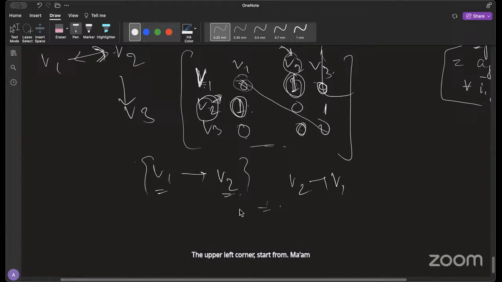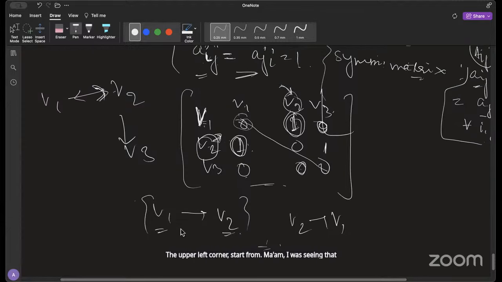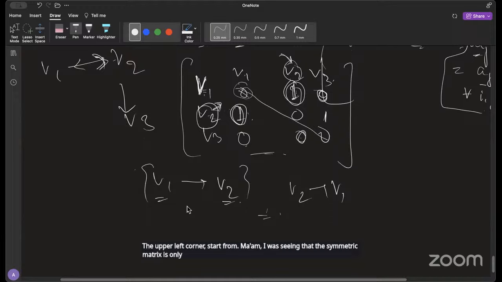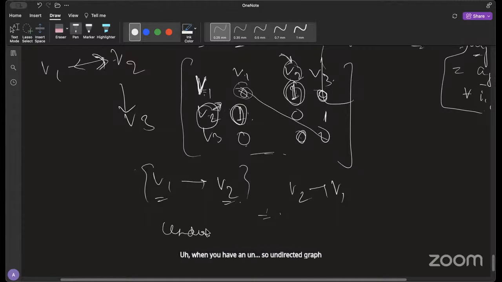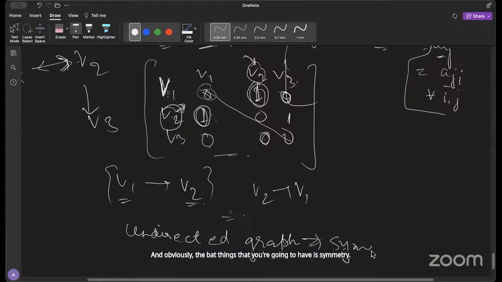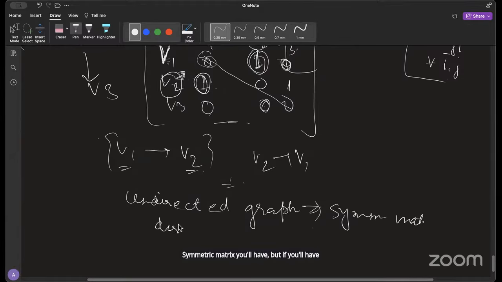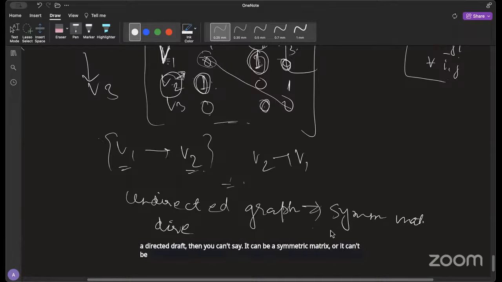Ma'am, I was saying that the symmetric matrix is only the case of an undirected graph and not a directional graph, na? I'll explain that. When you have an undirected graph, then obviously the matrix that you're going to have is a symmetric matrix. But if you have a directed graph, then you can't say. It can be a symmetric matrix or it can't be, depending on the graph, right?